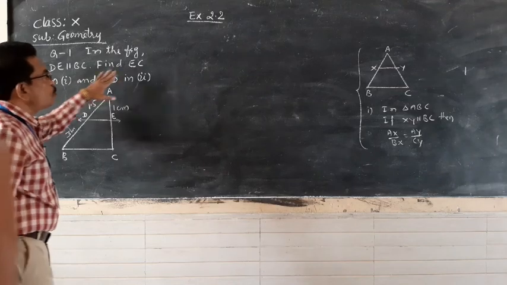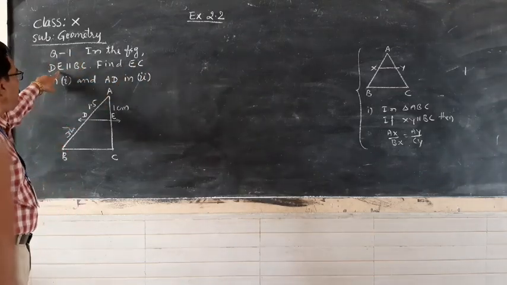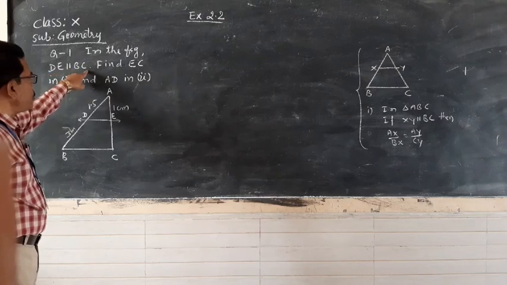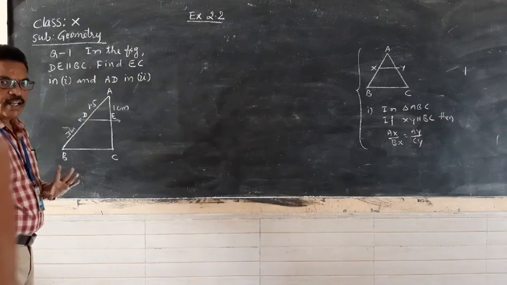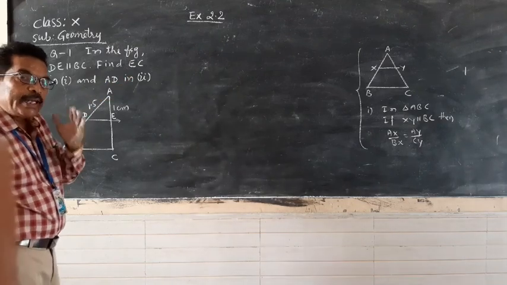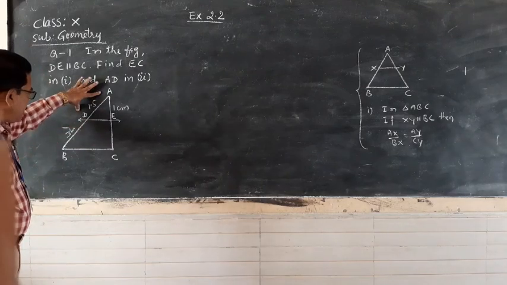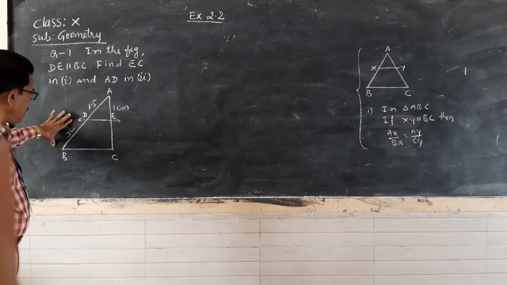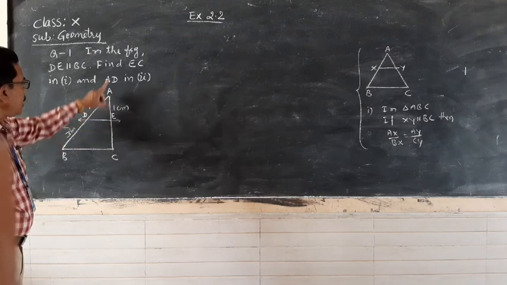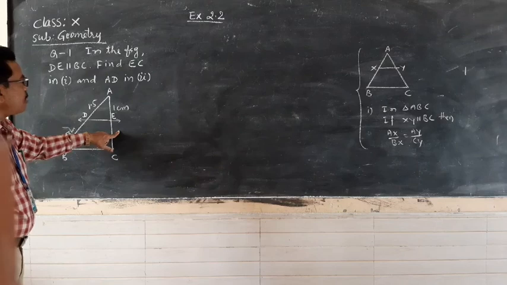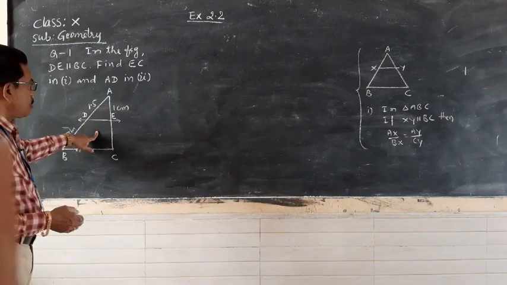See, in exercise 2.2 we have the first problem. In the figure, DE is parallel to BC. Find EC in the first and AD in the second. Okay, now let us solve the first one. The diagram is given: AD length is given, BD is given 3 cm, and AE is given. They want EC, how much is the length of EC. Okay, by BPT let us solve this one.